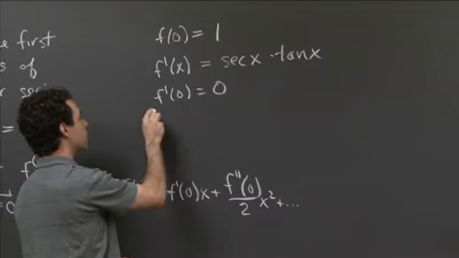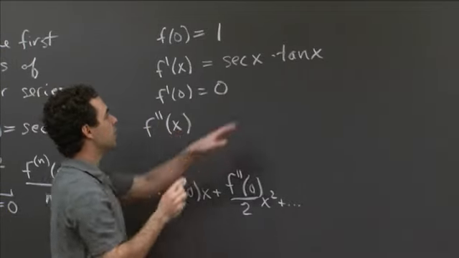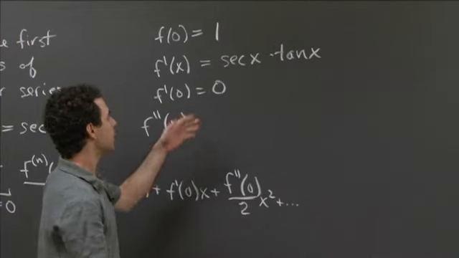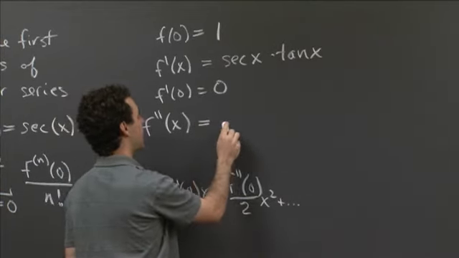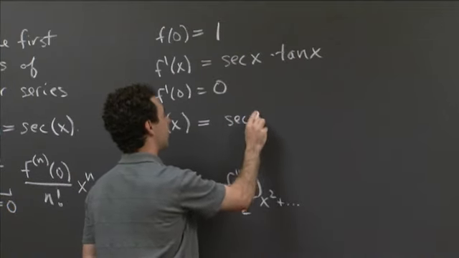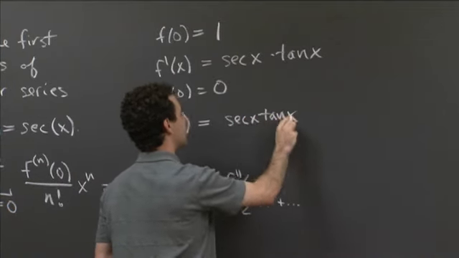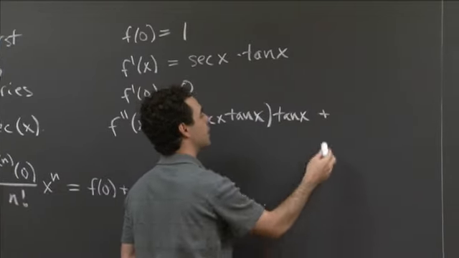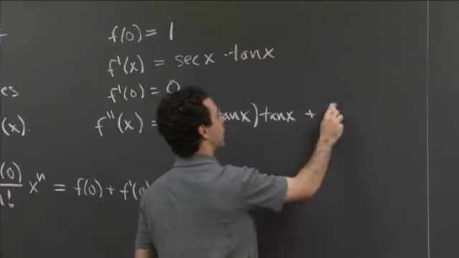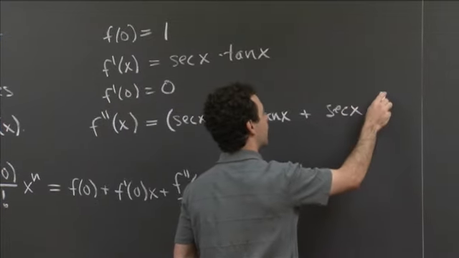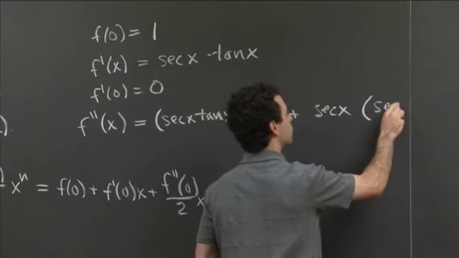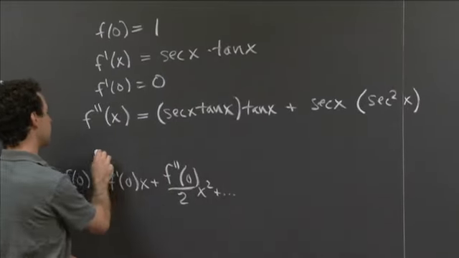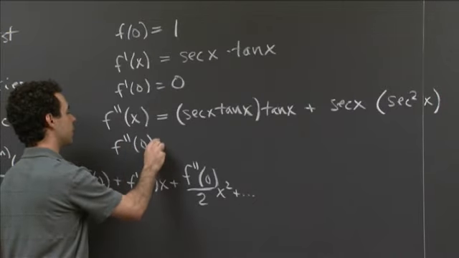And then you could keep going. So you could compute f double prime of x. So we would have to compute the derivative of secant x tan x. And you would do that by the product rule. You take the derivative of secant of x, and that gives you secant x tan x times tan x plus, and then you leave secant of x, and you multiply it by the derivative of tangent, which is secant squared x. And now when you put in 0 here, you get f double prime of 0.